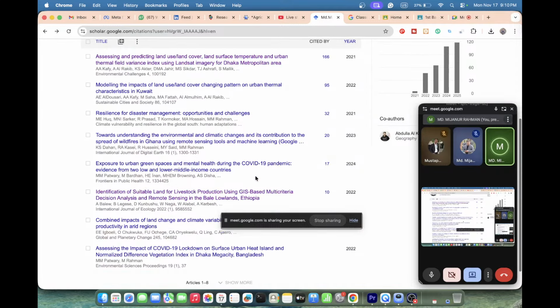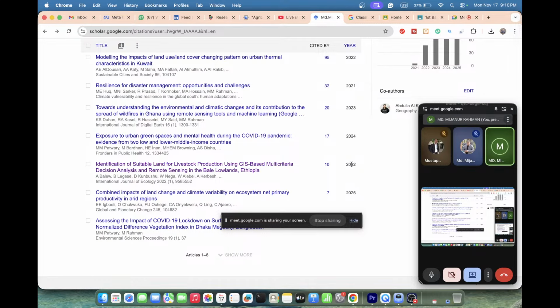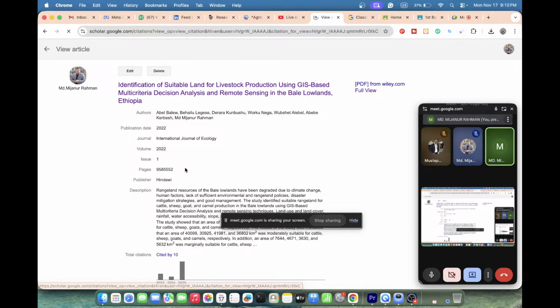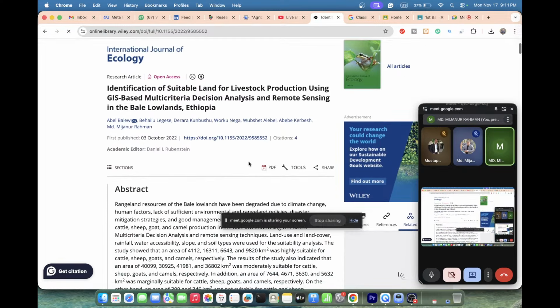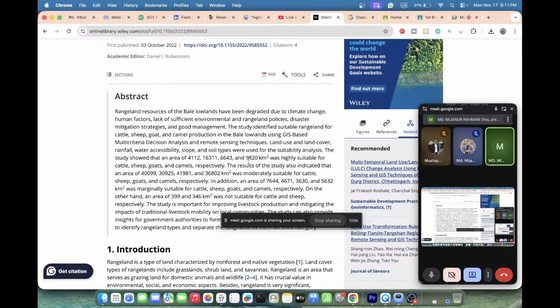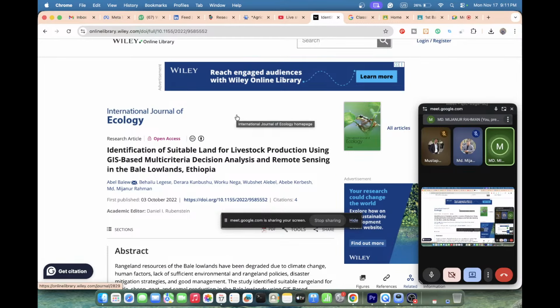Even if you check, I already published a paper in 2022: identification of suitable land for livestock production using GIS based multi-criteria decision analysis and remote sensing. If you want, you can follow this paper, try to make the suitability analysis, and further make a research paper also. So this paper talks about suitability for livestock production.